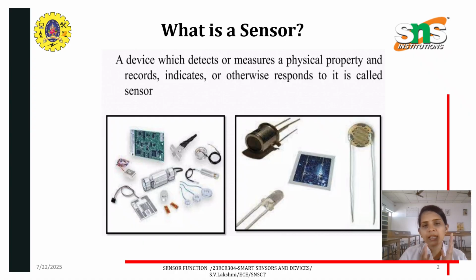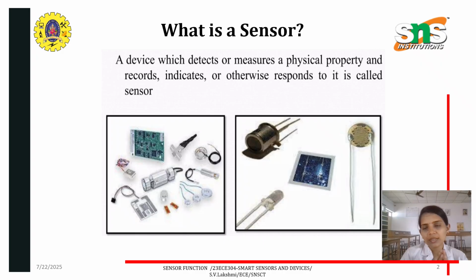A sensor is a device which can detect and respond to any type of input from the environment. Any physical properties like heat, motion, temperature, pressure, humidity, and all these physical parameters can be detected by the sensor, and it can produce an output signal which is human readable.